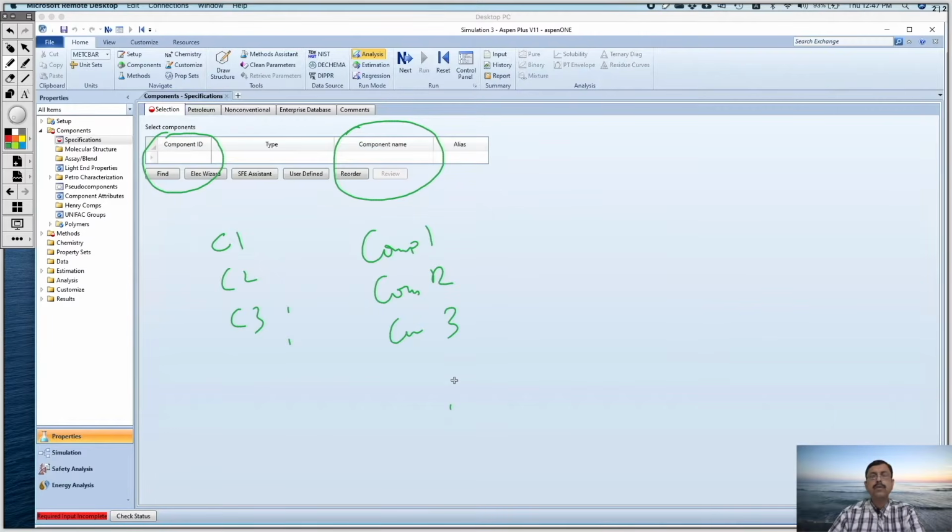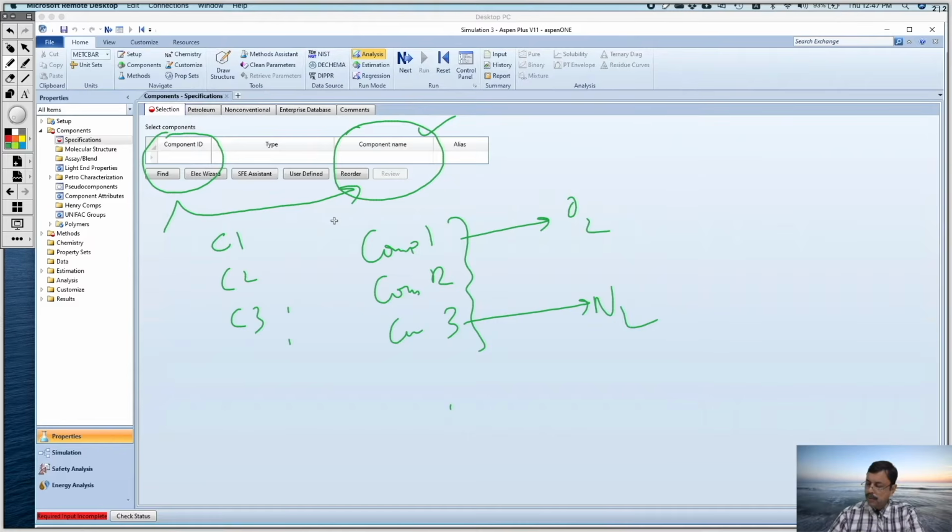But it is wise to assign a component ID whose name matches the actual component name, because otherwise in future you may not remember whether component 1 is oxygen or component 3 is nitrogen. It is very difficult to remember in that manner. So the component ID should match the component name to some extent, or be its abbreviation. One thing we have to remember: the component ID should be not more than 8 letters long. So there is a limitation on the number of characters for naming the component ID.